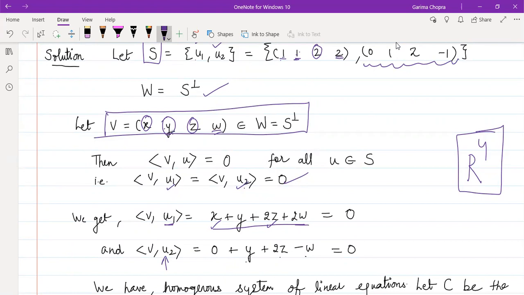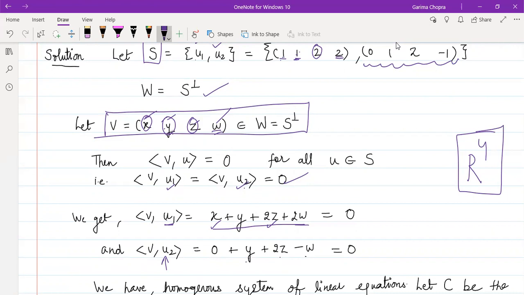Now, for finding this arbitrary vector v of the subspace W, we need these x, y, z, and w. And these x, y, z, w can be obtained by solving this system, the system which is homogeneous system of linear equations. So for solving this homogeneous system of linear equations, we will be considering the coefficient matrix. And we have discussed it many times that if we are talking about the set of all solutions of homogeneous system of linear equations, then it forms a subspace.